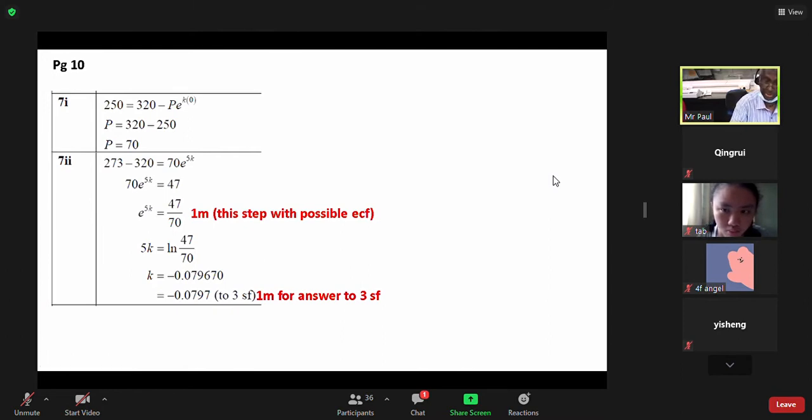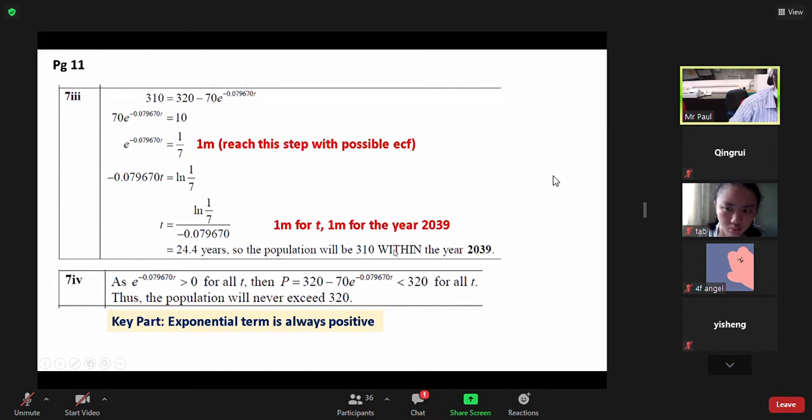Next question. Calculate the year in which there will be 310. This is the population number, right? Then here is your K value that you found. Please, I don't know if it's Jordan or who, don't use 3 SF in your working. Might be someone else, I'm sorry. You must use more SF. T here. Then you know what to do, right? Bring this here, you get 10. Then you bring the 70 over, you get 17. You reach this part, 1 mark.